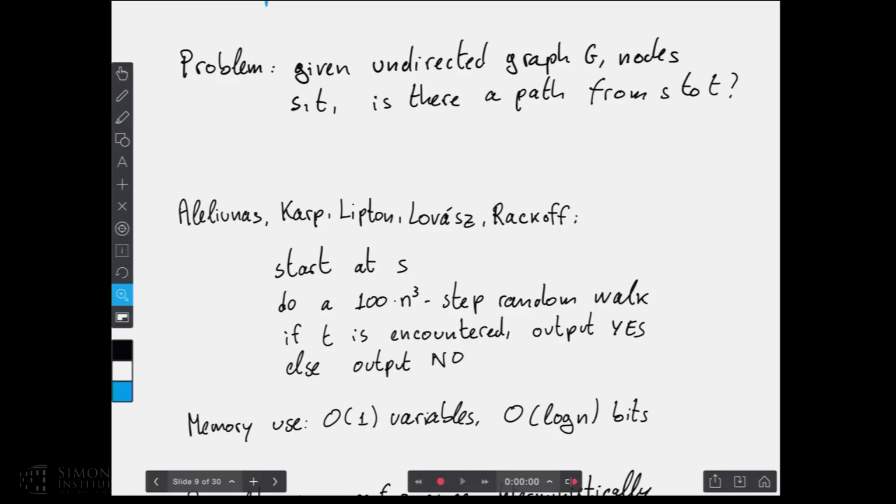And then there is a simple analysis that shows that if t is in the connected component of s, a random walk of this length has high probability of hitting t. So the only amount of memory that you need for this algorithm is a counter to count from 1 to n cubed, and a pointer to the vertex that you are at in the random walk. So the number of bits that it takes to store this constant number of variables is order of log n, where n is the number of vertices.